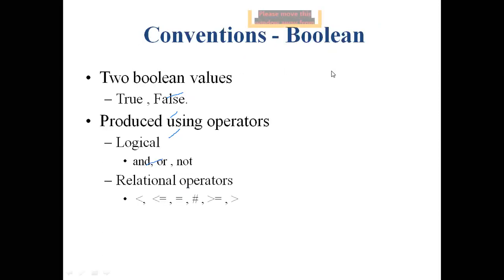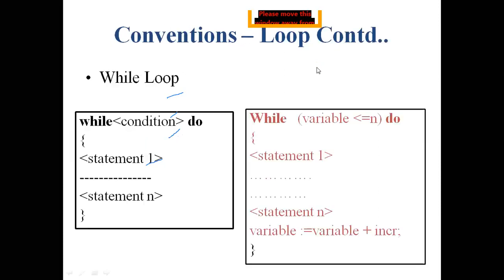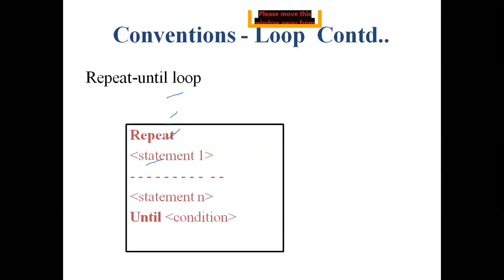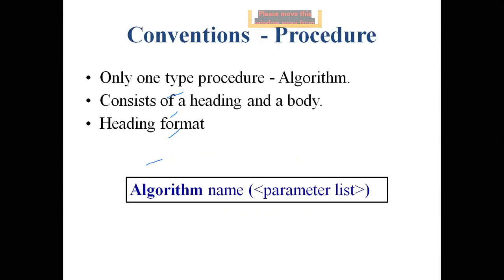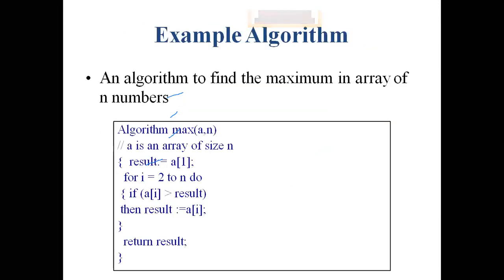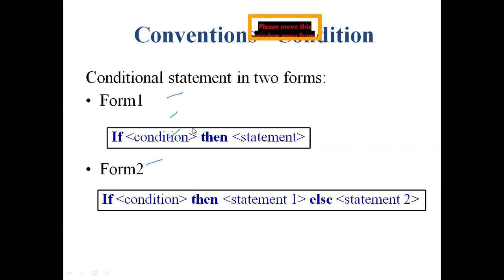Then boolean values, true or false. We have logical operators and relational operators. All these come under pseudocode conventions. Arrays also come under pseudocode conventions. Then loops, conditional operators, selection operators, input output, procedures, all these are pseudocode conventions. This is the example for an algorithm. So this is some basic discussion. Tomorrow we will discuss asymptotic notations.